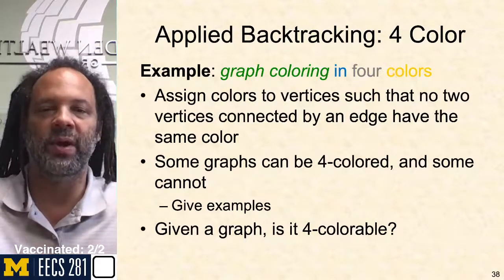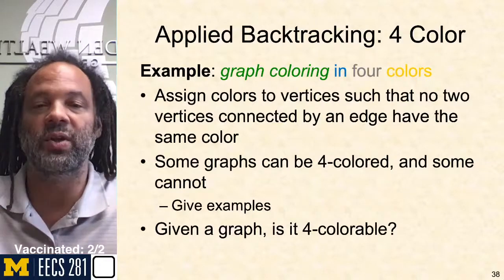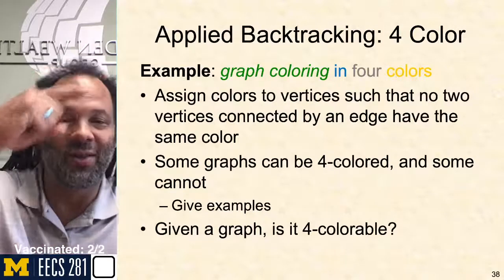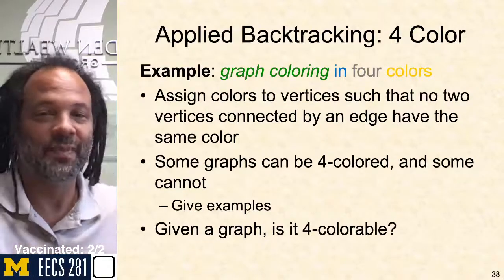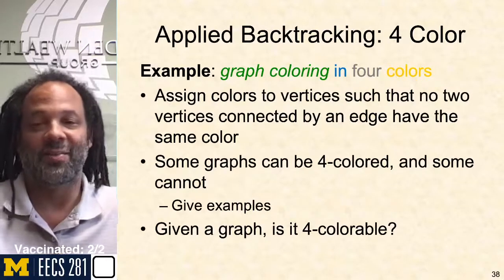So our first example here leads us back to our cover slide, which is graph coloring. In this case, we're going to be doing graph coloring in 4 colors. And it was not me who colored those words in multiple colors. That was some other mean slide person just trying to make Dr. P's life hard.